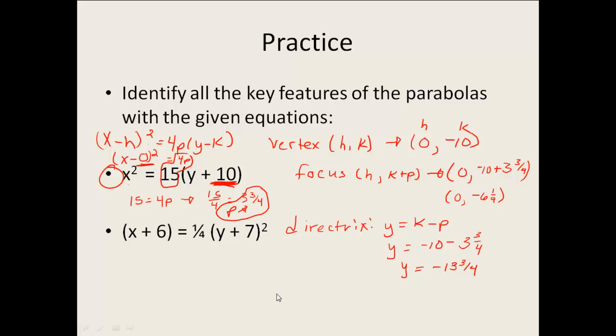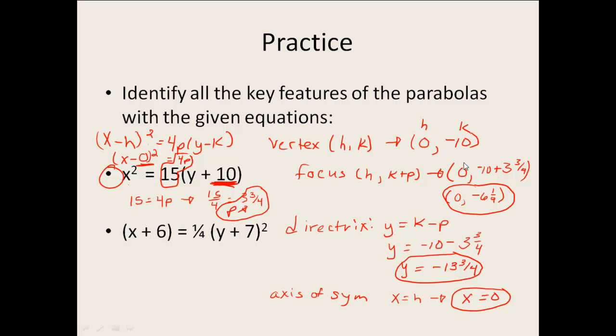And then the last piece of relevant information is my axis of symmetry. And according to my flipbook, that is x equals h. And I pull the h from my vertex, so my axis of symmetry is x equals 0. So here I have all of the relevant pieces of information that go along with my parabola.